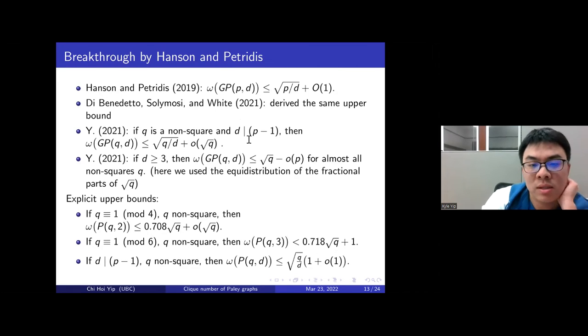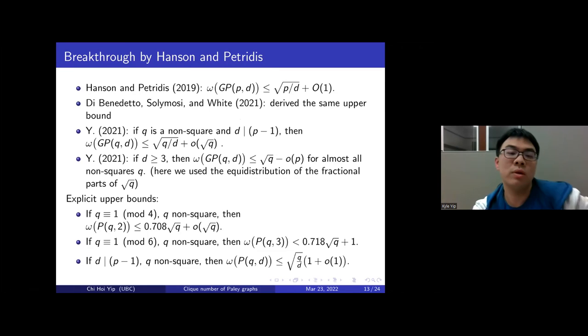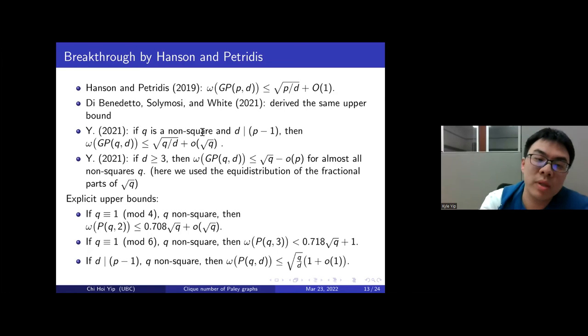And for this assumption that D divides P minus one, if Q happens to be a prime, then this condition D divides P minus one is satisfied, because this condition is needed for this graph to be well defined. That's something I mentioned earlier, which is we always assume that Q is congruent to one modulo 2D. And if Q is just a prime, then we have D divides P minus one. So in particular, this result generalizes the result by Hanson and Petridis.